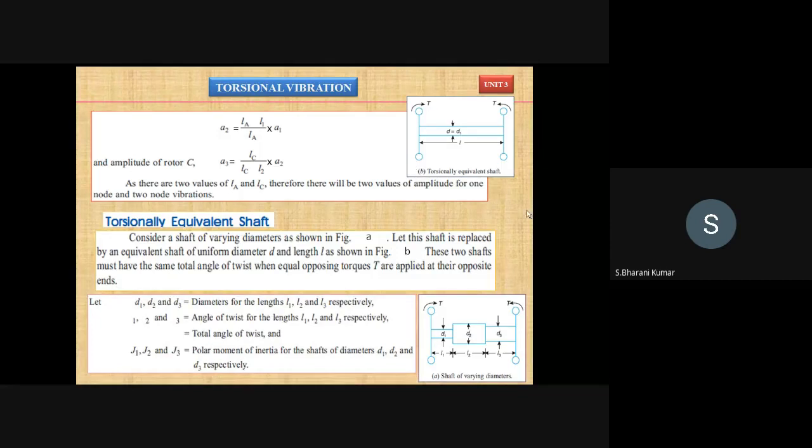So these are the data that will be used: D1, D2, D3, the diameters of the first, second, and third sections; likewise L1, L2, L3, J1, J2, J3, and theta 1, theta 2, theta 3. All these things will be taken into account.